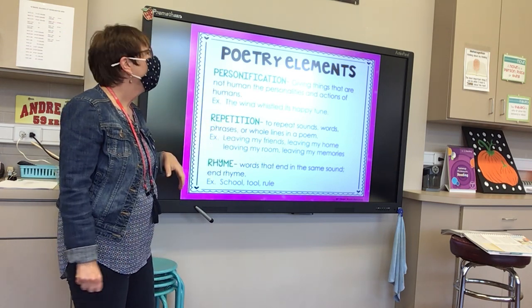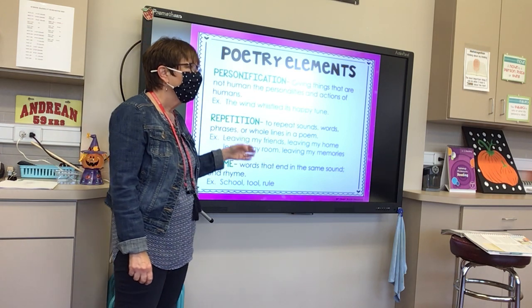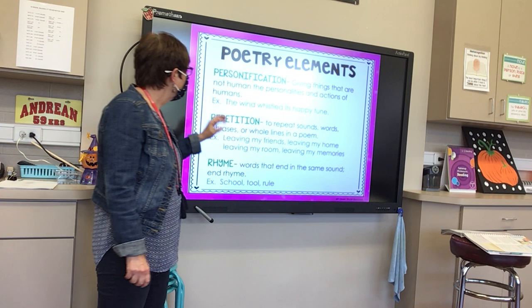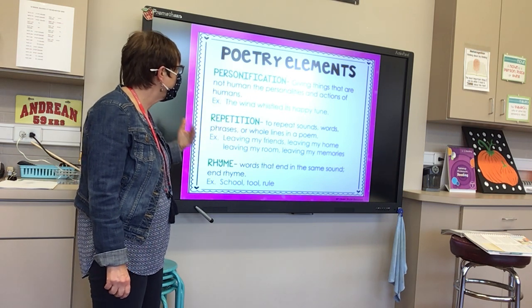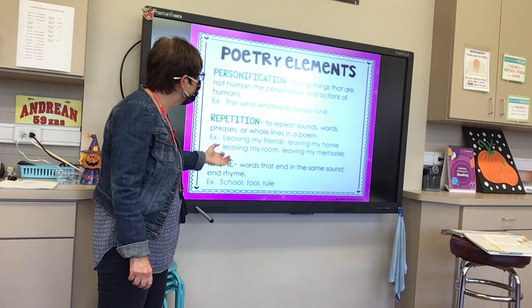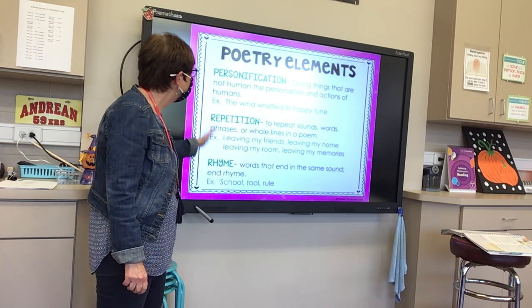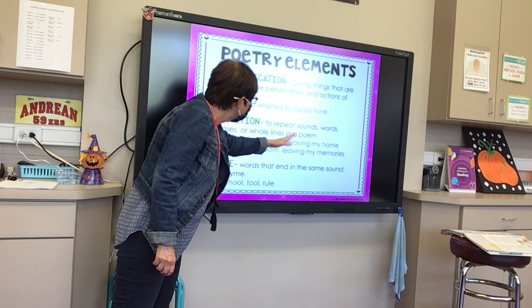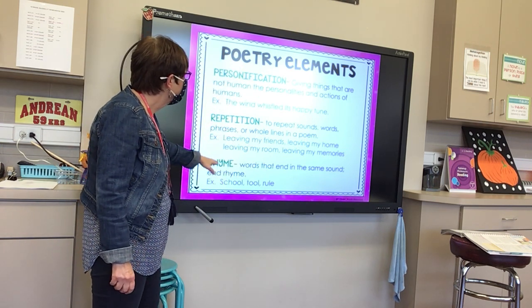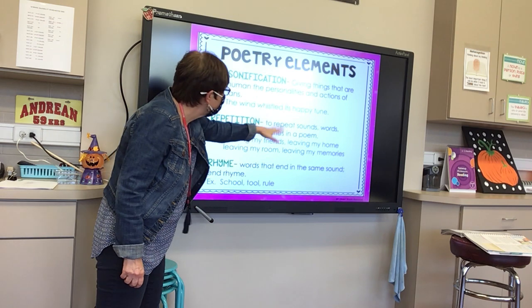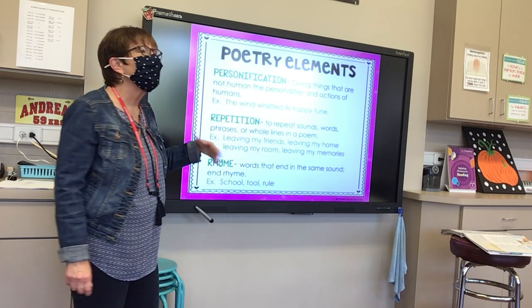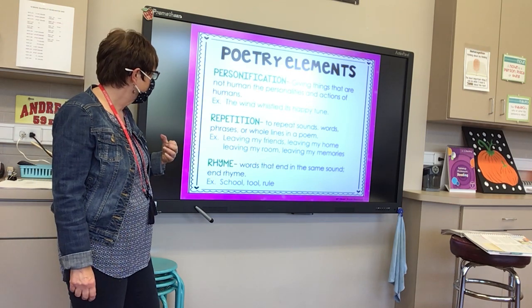Okay. And then repetition. Poems have repetition. They repeat sounds, words, phrases, or whole lines in a poem. Here's an example. Leaving my friends, leaving my home, leaving my room, leaving my memories. Look how they kept saying the words leaving, leaving my. So that's repetition in the poem.